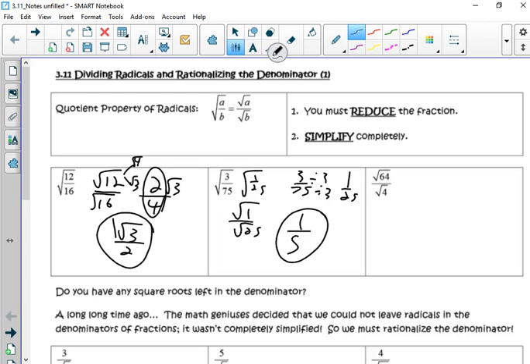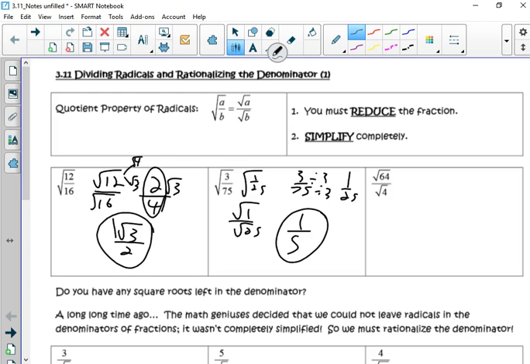Now, if you didn't recognize that 3 over 75 reduced, this would be a much harder problem. Because you'd have to break the 75 up into 3 times 25, bring the 5 out, you'd have a radical 3 on the bottom, and then you'd have to rationalize it, which we're going to talk about later. But this one actually requires no rationalization, which is less work, if you look at reducing the fraction first.